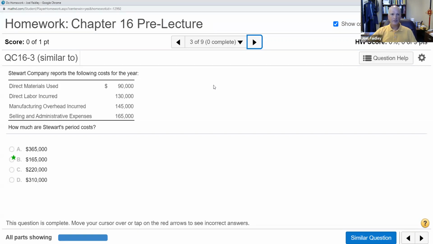And what they're asking here is, what is the period cost? That's anything other than those three items. So the answer here, looking at direct materials, direct labor, and overhead, those top three are product costs that are going to be inventoried. And then once they're inventoried on your balance sheet, when they're sold, then it becomes an expense known as cost of goods sold. It goes from the balance sheet to the income statement. So the SG&A, selling, general, and administrative, $165,000 is your period expense.